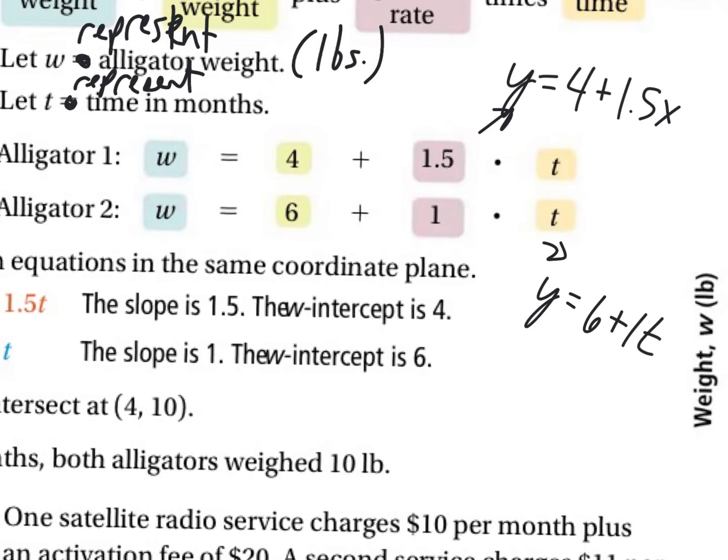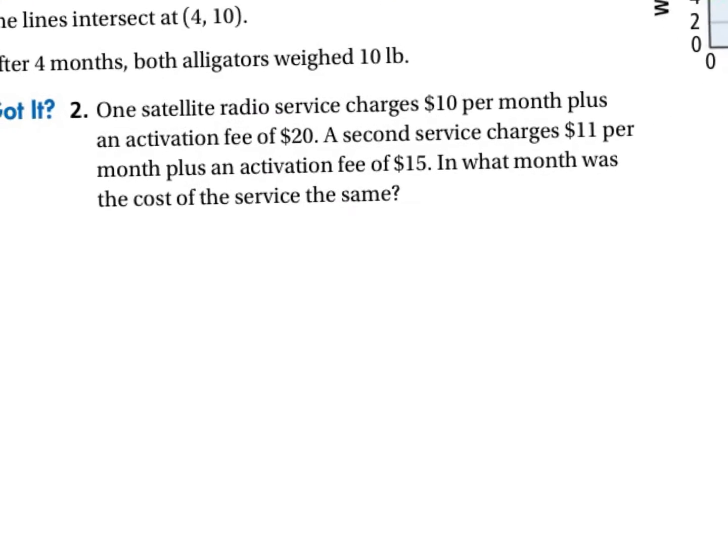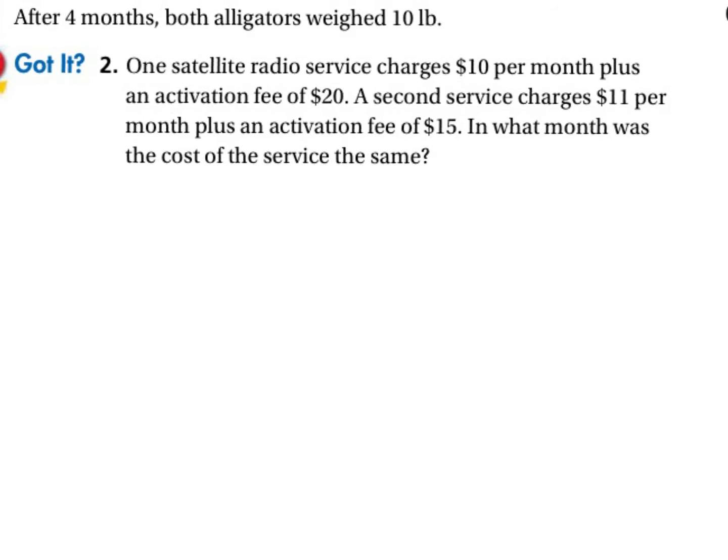So anyway, if you would go to graph those on your calculator, find the intersection, you should find the intersection point to be 4, 10. If you didn't get through all that yet and you want to go back and look at it later, you can. We're going to move on to the got it, and we're going to do the same thing, working through this on our calculators to find the intersection.